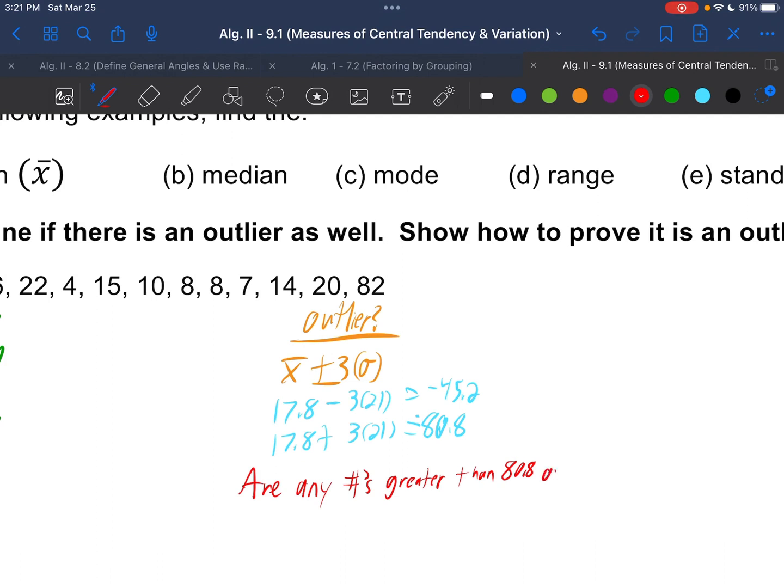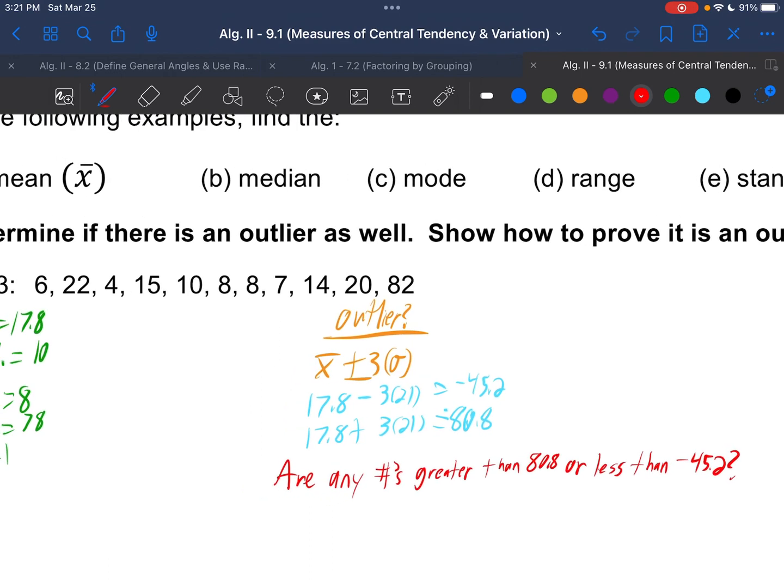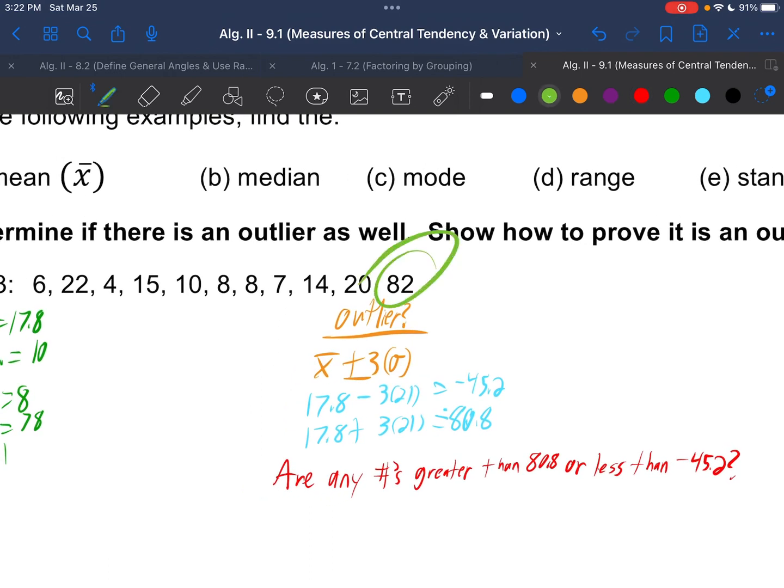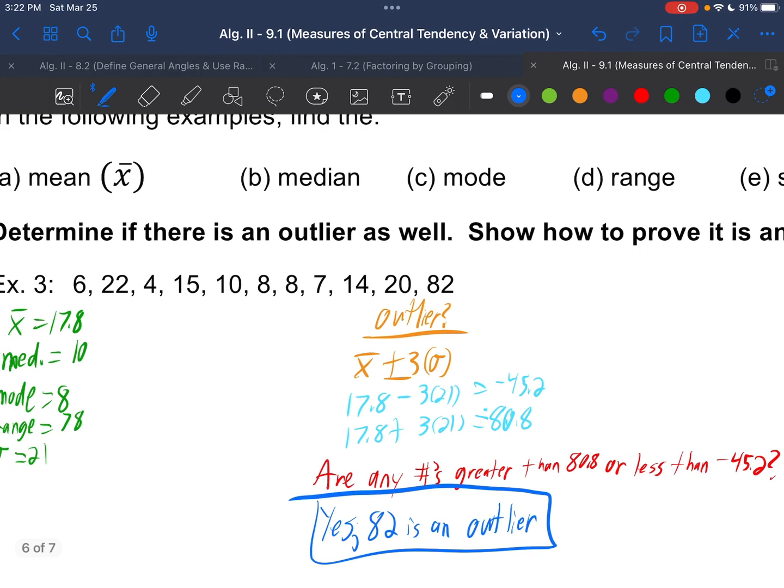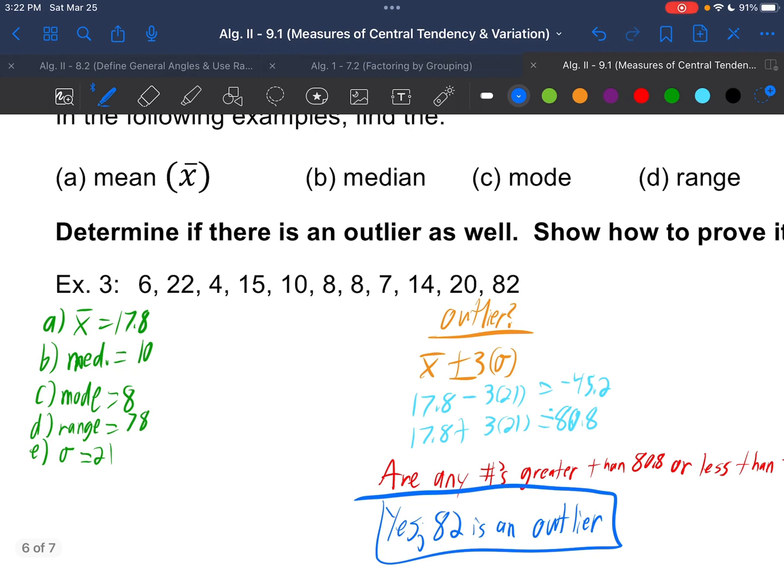So are any numbers greater than 80.8 or less than negative 45.2? And as we're asking this question, we say, oh, well, actually, yeah, right here. Hey, 82 is. So we say, yes, there's an outlier, and 82 is that outlier. It exists far enough away from our mean. The next closest number to it is 22, and the rest of the numbers are fairly close, ranging from 22 to 4.